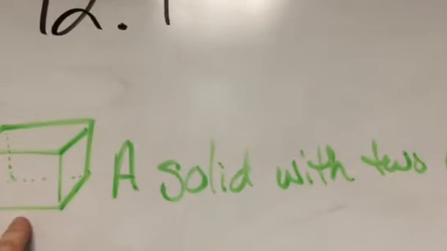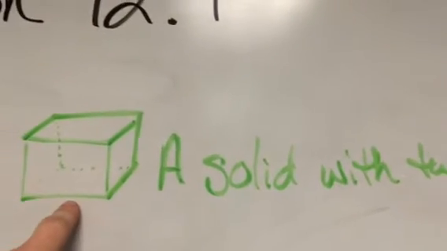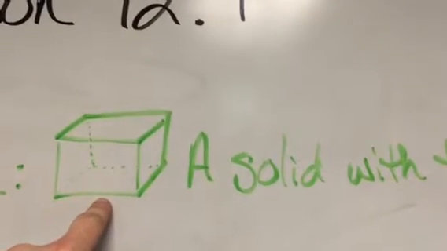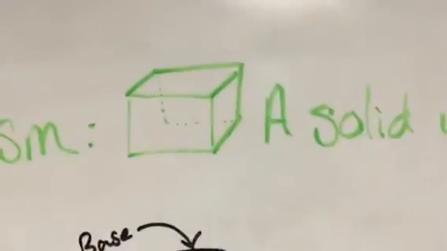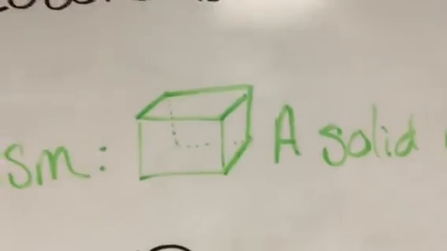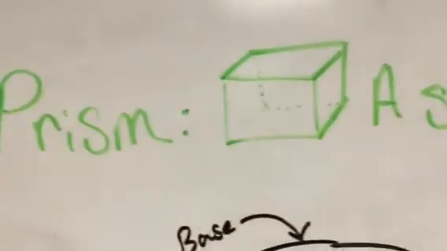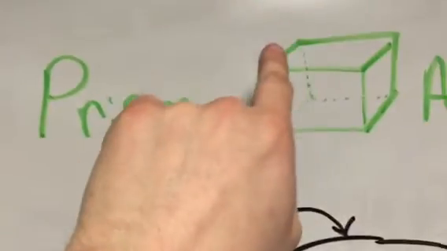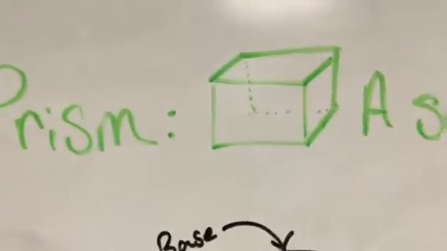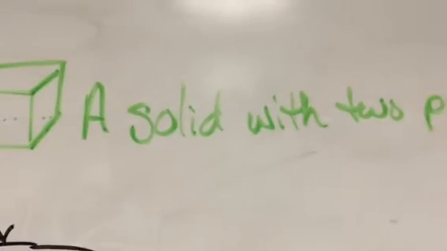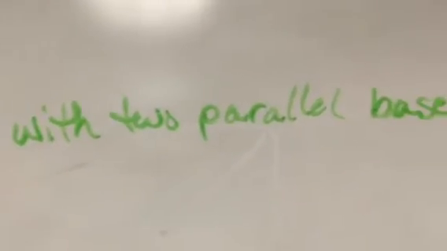You have your bases being the top and the bottom. Those are going to be bases, and those will be parallel to each other. That base goes horizontal just like this, and the top goes horizontal just like this. Those will never intersect. If you were to take these lines and continue them forever in that direction, and this same thing over here, they're never going to intersect. So again, a prism is a solid with two parallel bases.